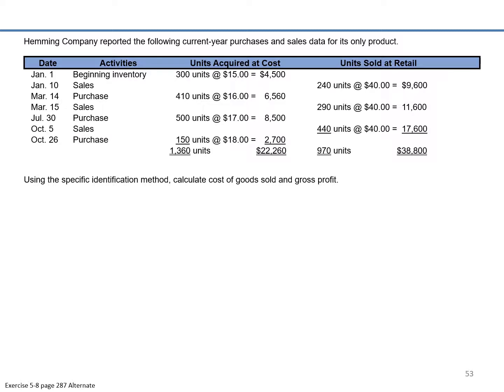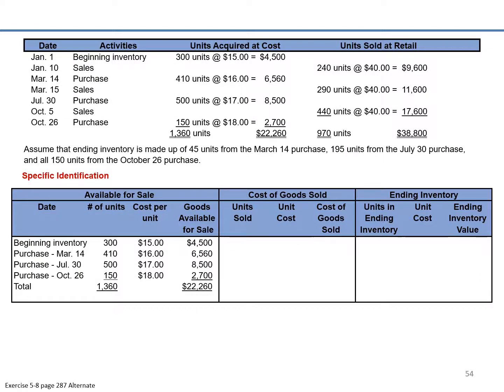Okay, so we have the same problem here, some different numbers. They want you to use the specific identification method to calculate the cost of goods sold and the gross profit. So here they tell us that assuming ending inventory is made up of 45 units from the March 14th purchase, 195 from the July 30th purchase, and 150 from October 26th.